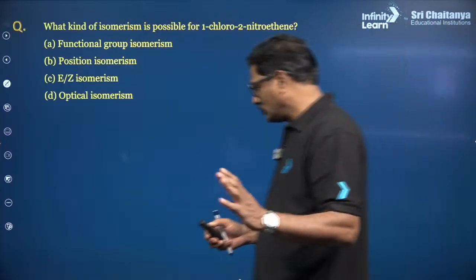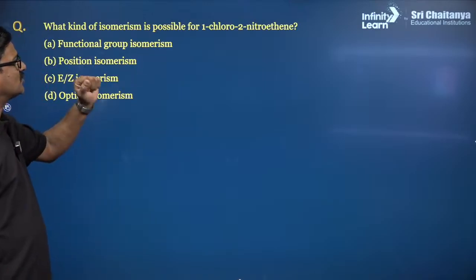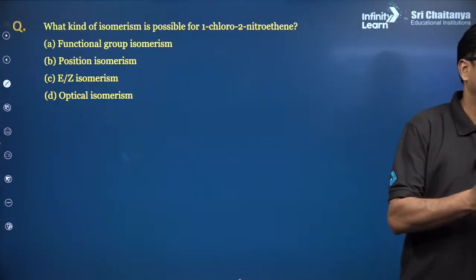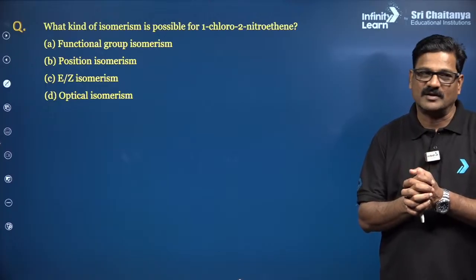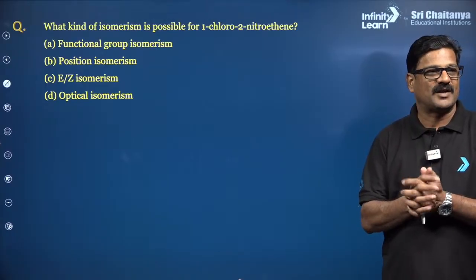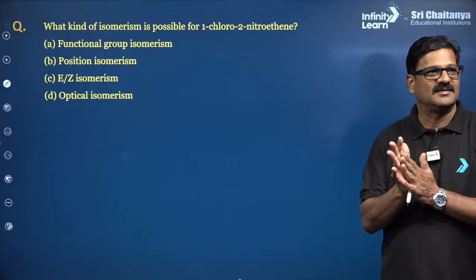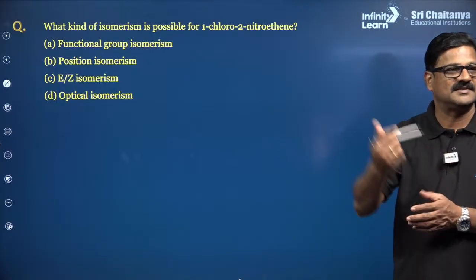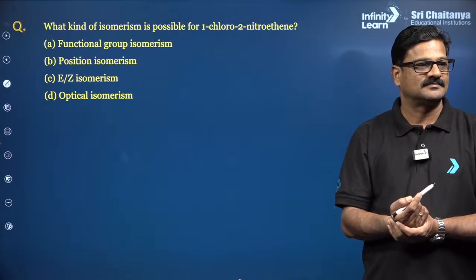Stay focused. Coming to a new question, what kind of isomerism is possible for 1-chloro-2-nitroethene? Expecting an answer, children. Maunika, Krishna, Atman, Suresh, Imam, Abid, Fatima. Give the answer quickly, tell me fast.